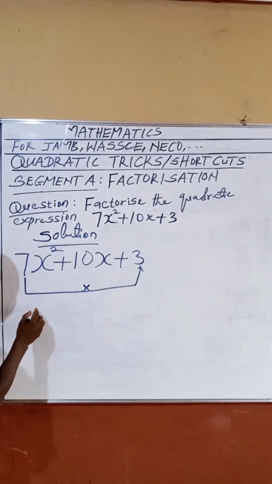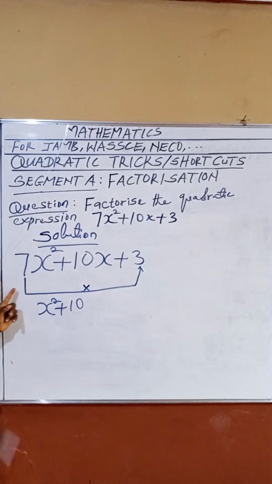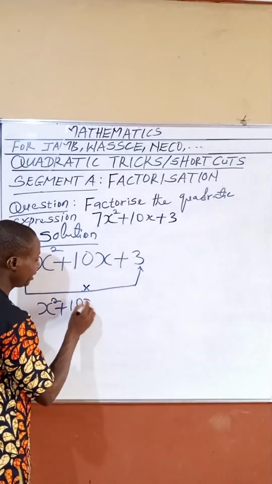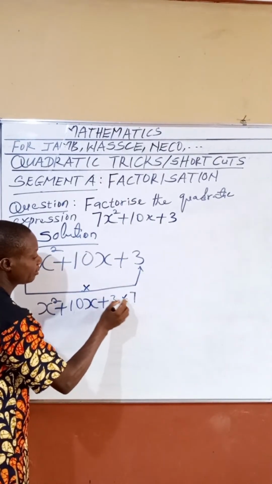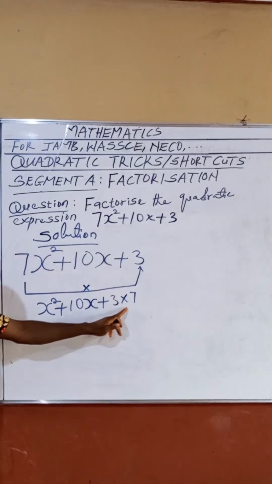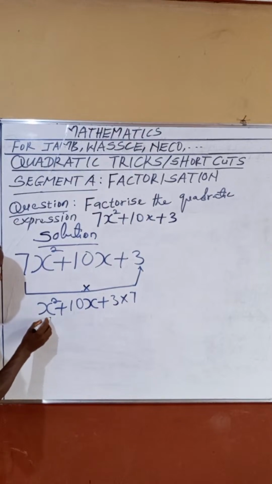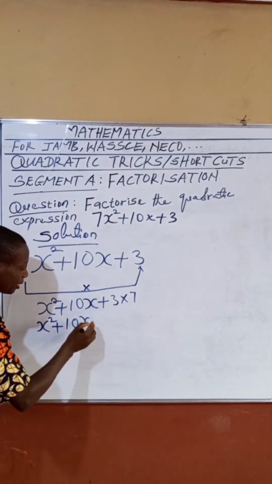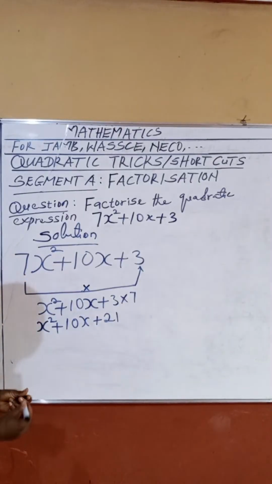So our next expression will now be x squared plus 10x, then plus this 3 times this 7. 7 is no longer here. You can see what we have gotten, right? We have used this 7 to multiply this 3. We removed it from here. It has no business here. Then this becomes x squared plus 10x plus 3 times 7, which is 21.